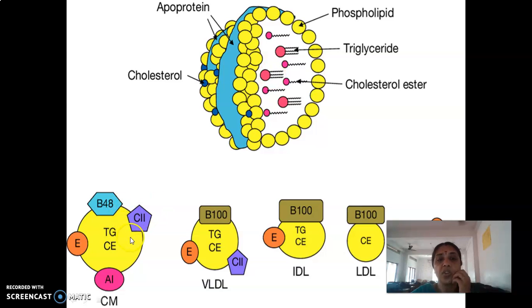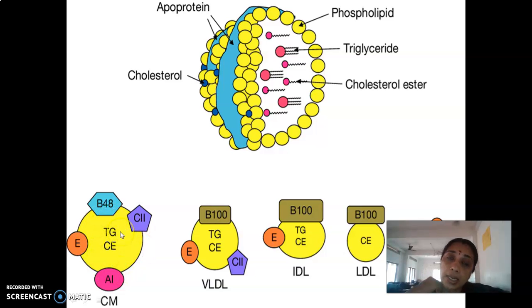Okay. So we have seen that as apoprotein content increases, what happens? The density also increases. Apoprotein concentration increases, the density also increases. So this is a chylomicron. See, the size of the chylomicron is the largest.